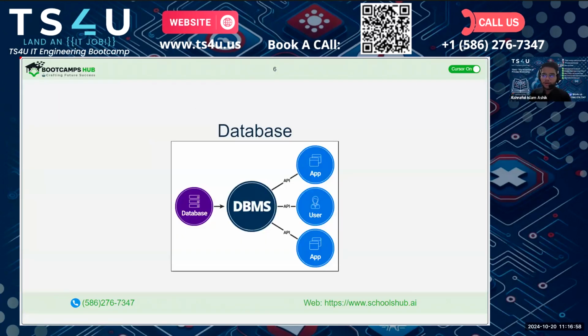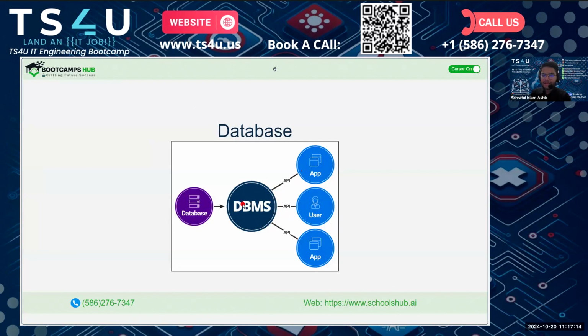Okay, until now we have heard about the database, like the user stored information in the database. So what is actually a database? Here we can see this is a database and this is a DBMS, which means the database management system. And this is the API, we have the app, user and another app.